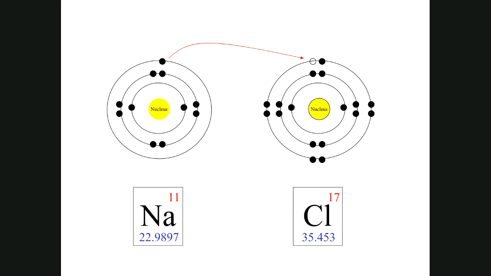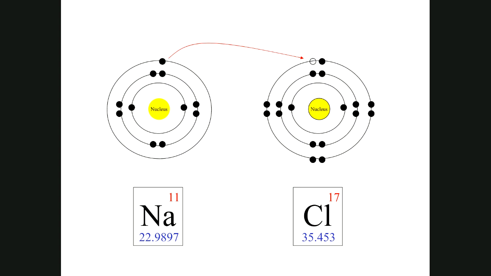Well, according to the rules, if the outer shell is less than half filled, the element will tend to lose those electrons. And if the element is greater than half filled, which chlorine is, 7 out of 8, it'll tend to gain electrons. And so what this is showing is that sodium will tend to lose that electron. And so now sodium is going to have 11 protons, which are positively charged, and 10 electrons, which are negatively charged. It has 1 more positive charge than negative, and we're going to see that on the next slide.